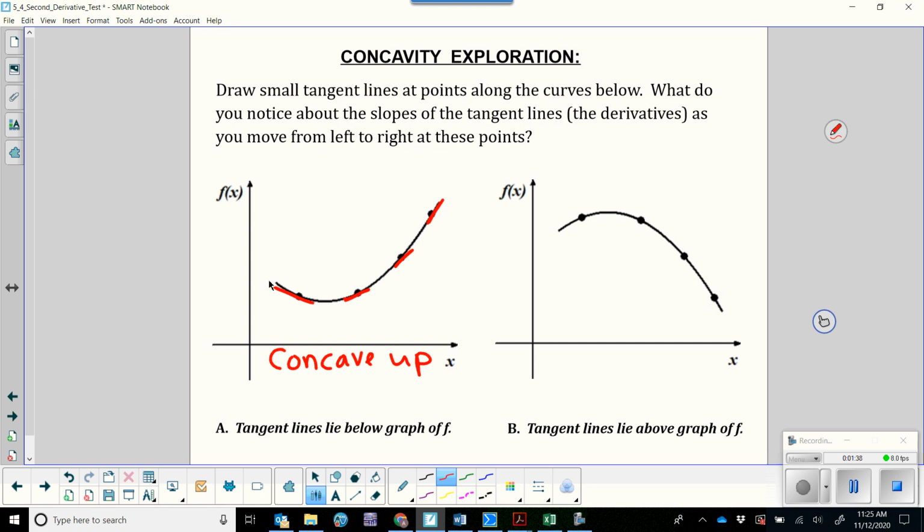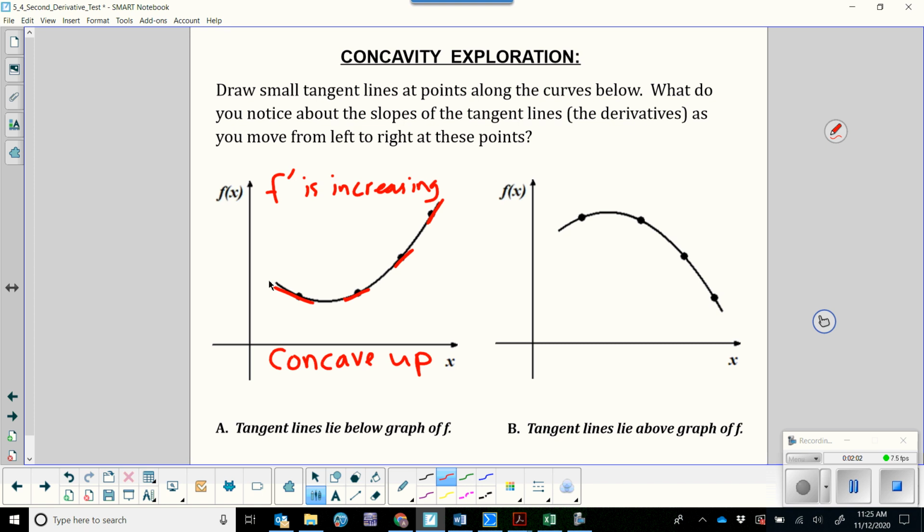So we can see that the slopes of those tangent lines are getting bigger as we go left to right. So we would know that f prime is increasing. If f prime is increasing, that means its derivative must be positive, which would mean the second derivative. That's how that's going to tie together.